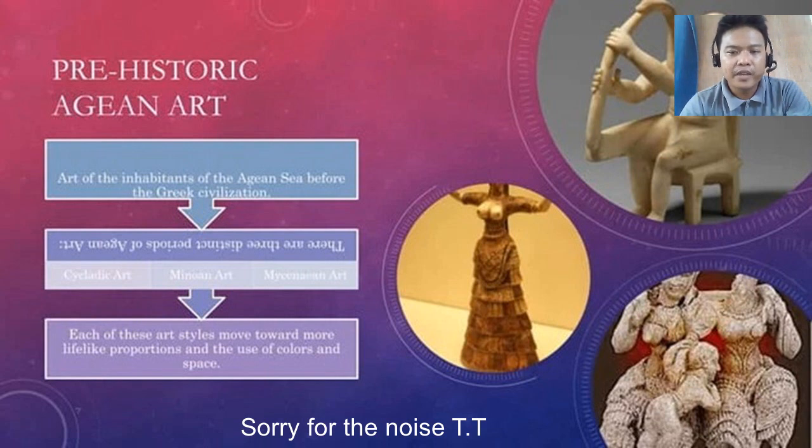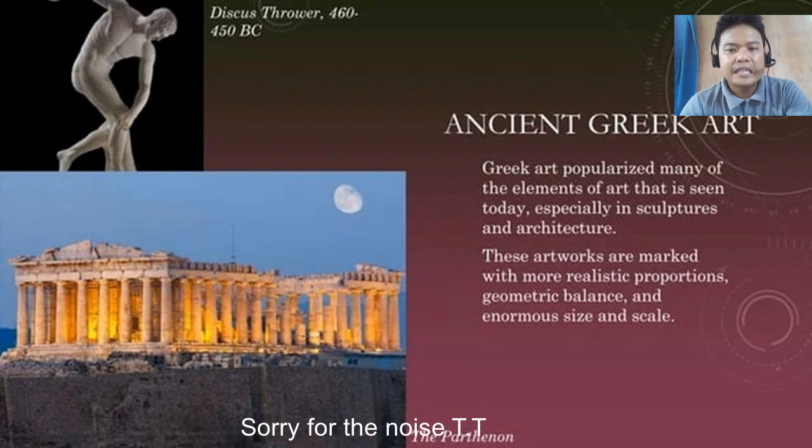So ancient Greek art popularized many of the elements of art that are seen today, especially in sculptures and architecture. Okay, we have the Parthenon on the bottom part, and in the upper left we have the Discus Thrower. These are the products of ancient Greek art.